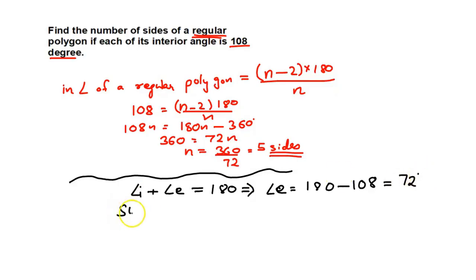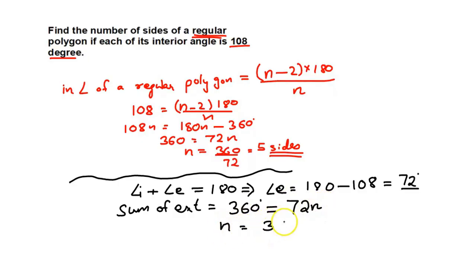Now sum of exterior angles is equal to 360 degrees. But because it's a regular polygon, each exterior angle is 72 degrees. Say there are n sides. So sum of all of them will be 72 plus 72, n times. So that is equal to 72 multiplied by n. So n will come as 360 upon 72. That is again 5. So this is a shortcut for this.